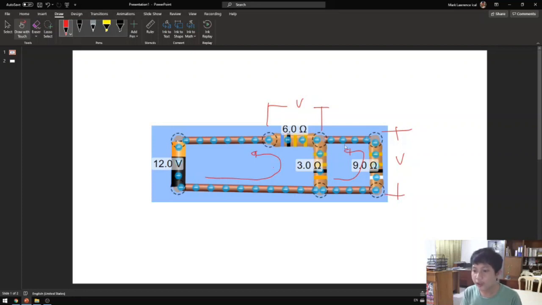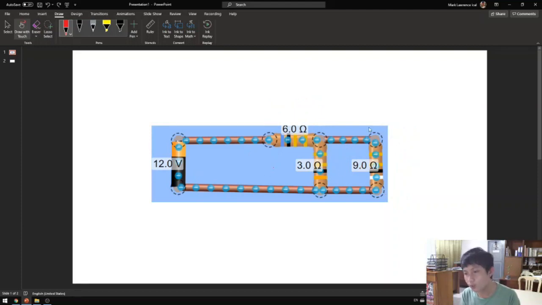Now that we already know the value of the resistors, it's going to be a combination of 9 and 3. The question is, sir, how do we simplify this? The trick is to look at the outermost resistor. Now the outermost resistor is 9 ohms.